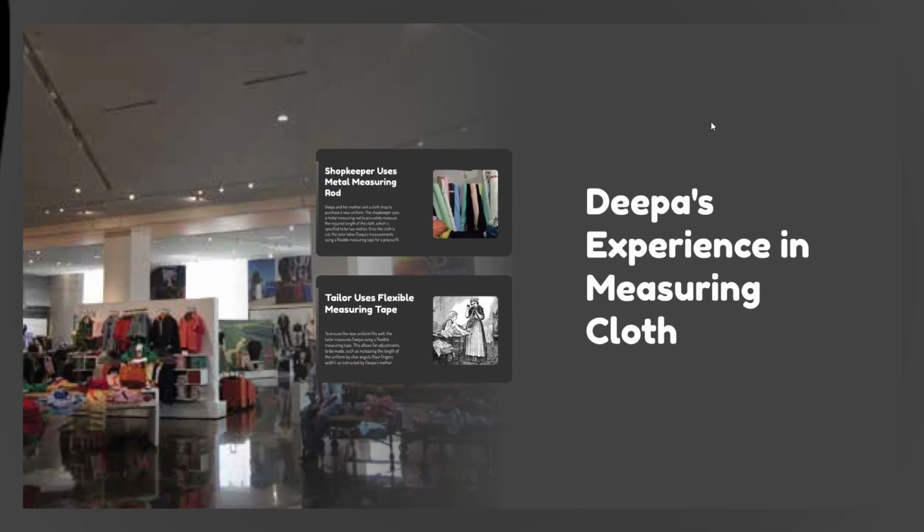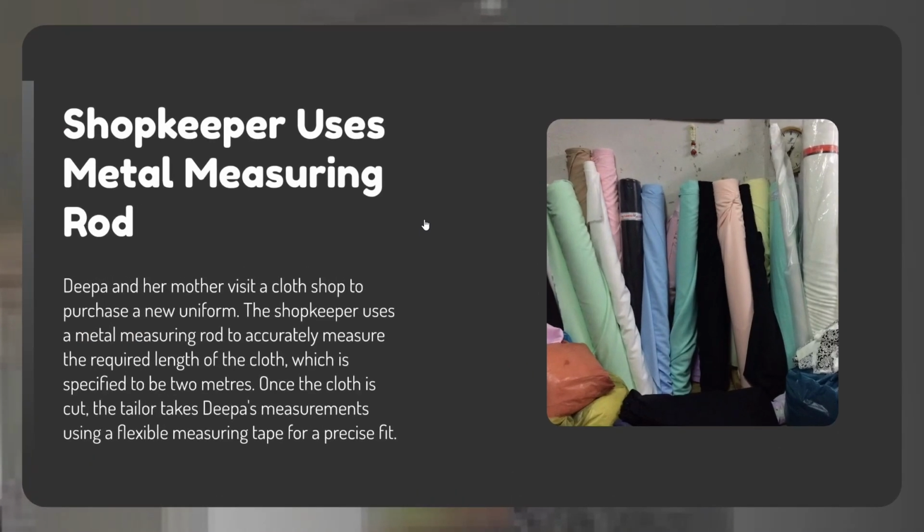Now we can start the chapter: Deepa's experience in measuring clothes. Shopkeeper uses metal measuring rod. So when Deepa and her mother visit a cloth shop to purchase a new uniform, the shopkeeper uses a metal measuring rod to measure the accuracy of the length of the material, which is specified to be 2 meters. Once the cloth is cut, the tailor takes Deepa's measurement using a flexible measuring tape for a precise fitting.